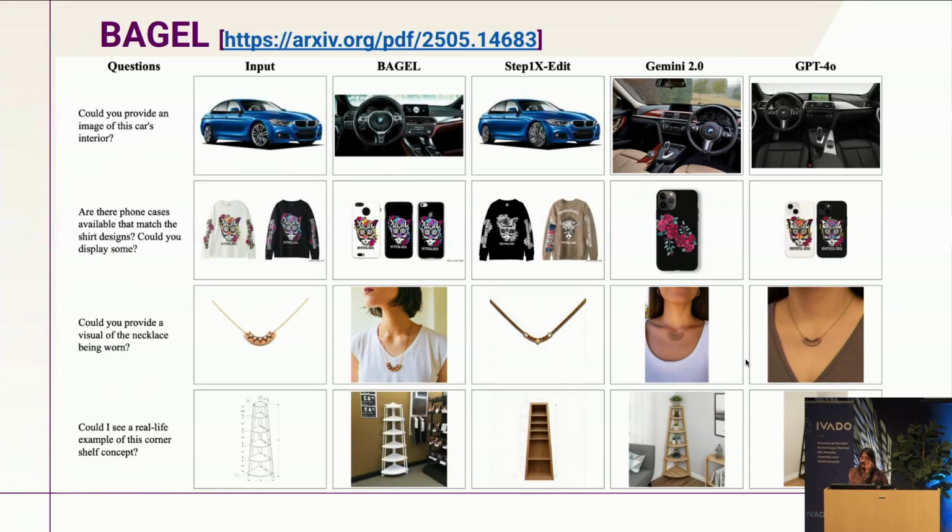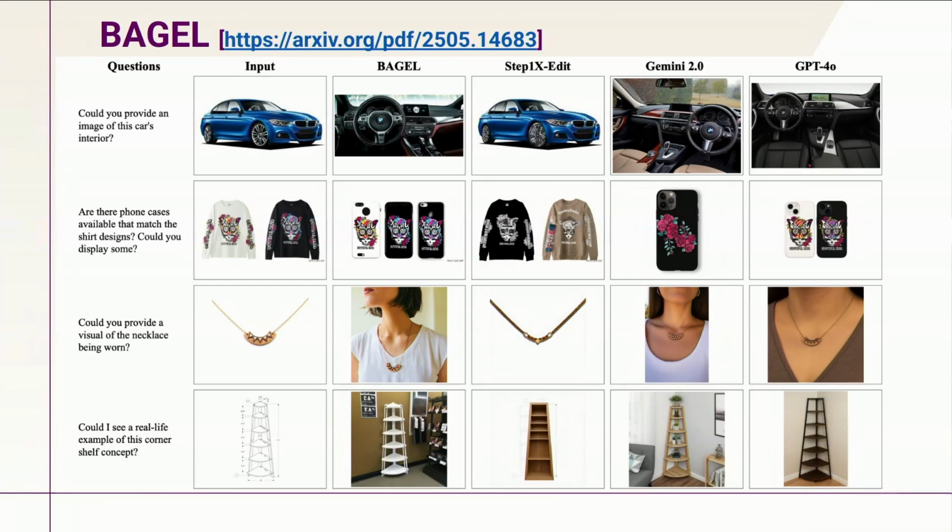However, when you dig deeper, you see that the kind of benchmark, the kind of editing task they are tackling, is actually of a different flavor than the kind of editing task we are tackling. So here are the editing instructions that they are looking at. Can you provide an image of this car's interior? Are there phone cases available that match shirt design, and so on?